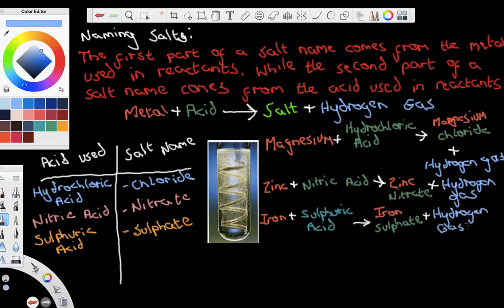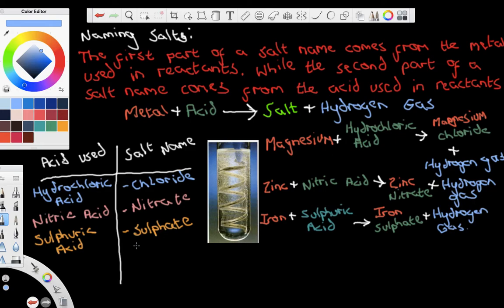Okay. So when we're naming salts or writing word equations for when a metal reacts with an acid, we always have the reactants as metal plus acid, arrow, a salt and a hydrogen gas. When we name a salt, the first part of the salt's name comes from the metal used and the second part comes from the acid we've used. If we use hydrochloric acid, the second part of the salt's name will be chloride. If we use nitric acid, the second part will be nitrate. And if we use sulfuric acid, the second part will be sulfate.